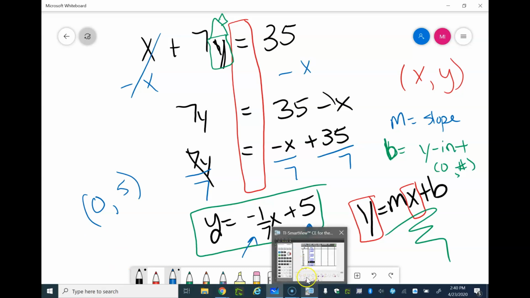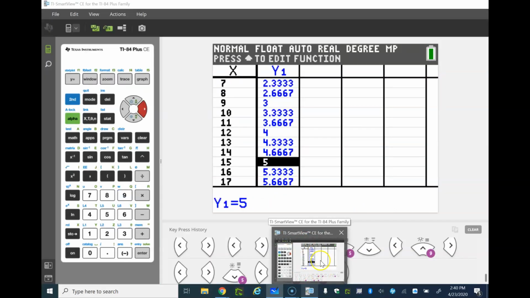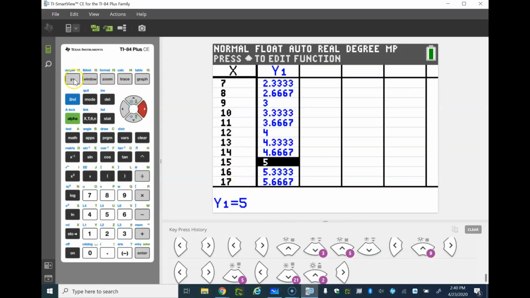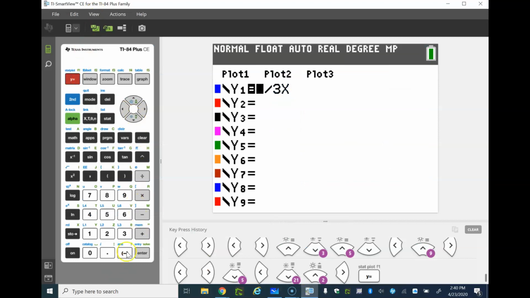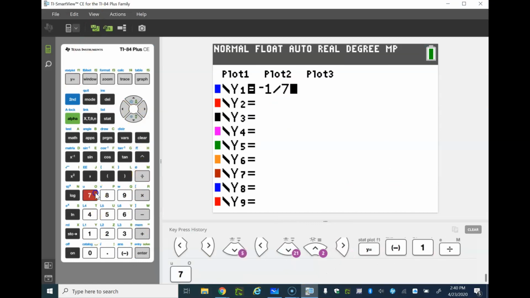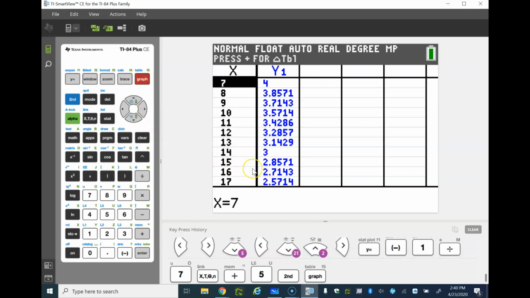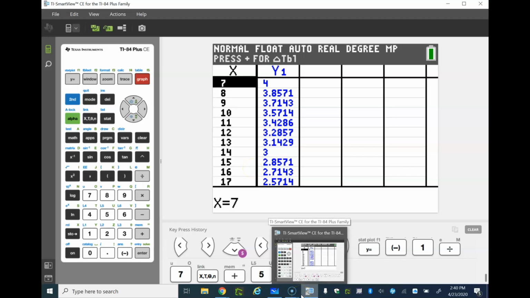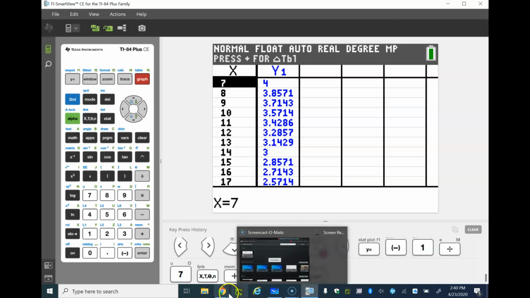So let's go back now. I'm going to actually put this in the calculator now. So negative 1 divided by 7x plus 5. And then second, and then graph. And it gives me the table that I need. So let's figure out what numbers the computer, MyMathPlus, wants us to figure out.